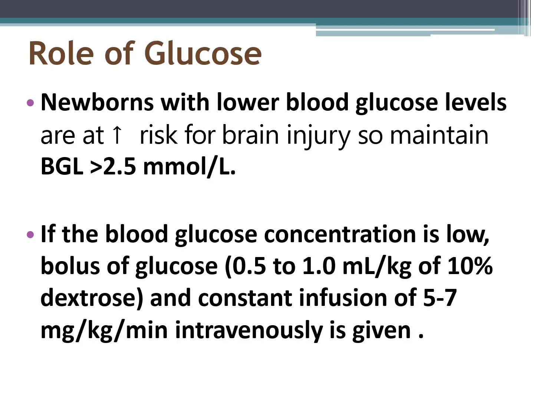For the glucose level, newborns with lower blood glucose levels are at higher risk of getting brain injury. So maintain the blood glucose level at or above 2.5 millimole per liter. If the blood glucose concentration is low, you can give a bolus of 0.5 to 1 milligram per kilogram of 10% dextrose to the baby, and a constant infusion of 5 to 7 milligram per kilogram per minute intravenously is given for such babies.